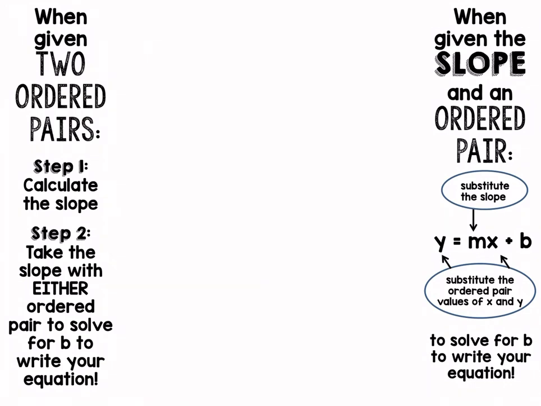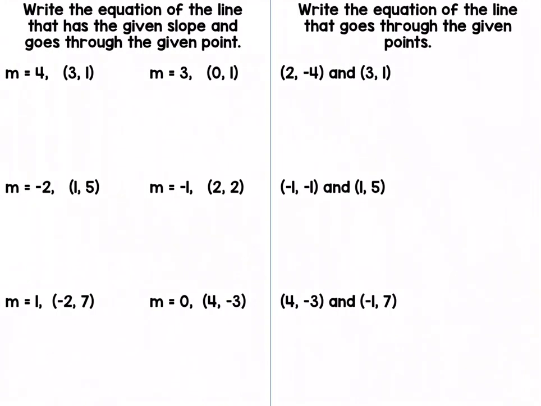So today we're going to learn how to write a linear equation in slope-intercept form with two pairs, or they may give you the slope and a pair, and how to do that. So remember, we have y equals mx plus b. That is slope-intercept form. M is your slope, b is your y-intercept. Y and x are substitutes for an ordered pair. Okay, so to do this, we have to calculate the slope and then take the slope with one of the ordered pairs to solve for b. So let's go ahead and look at what that looks like for us.